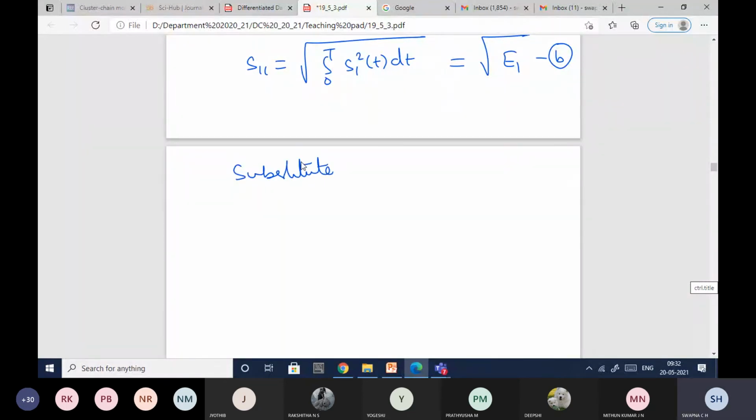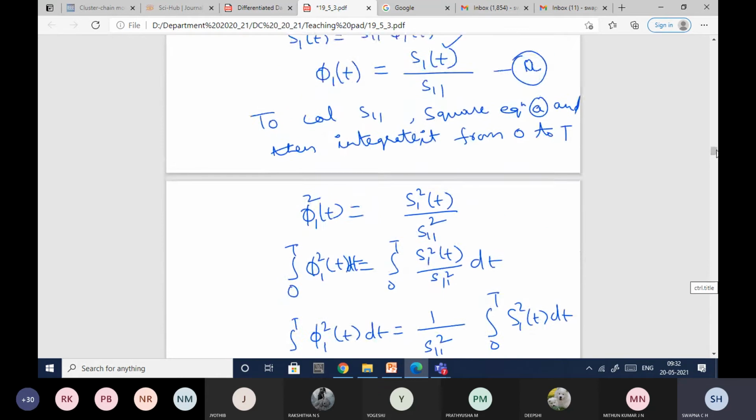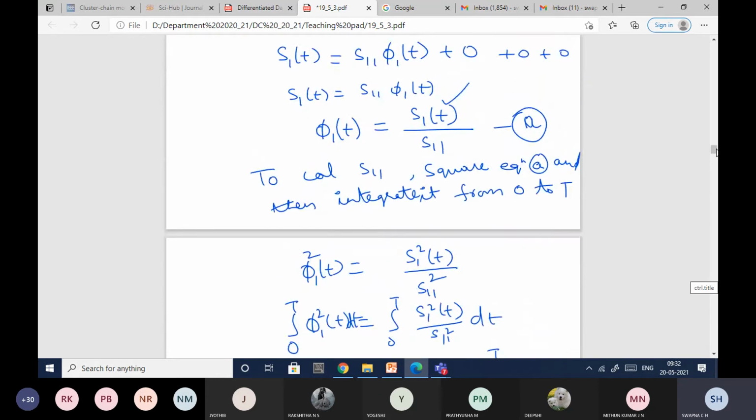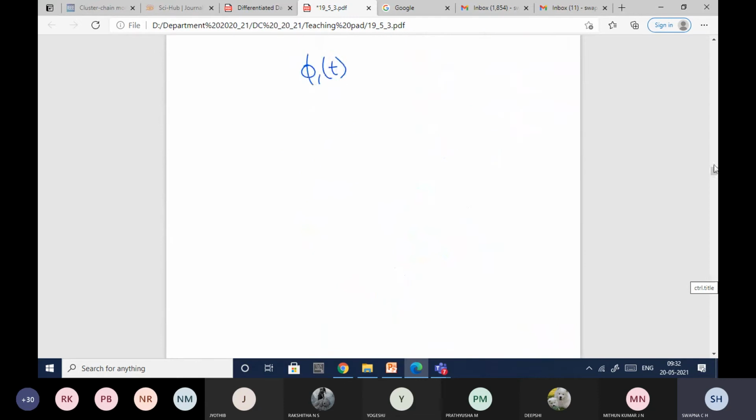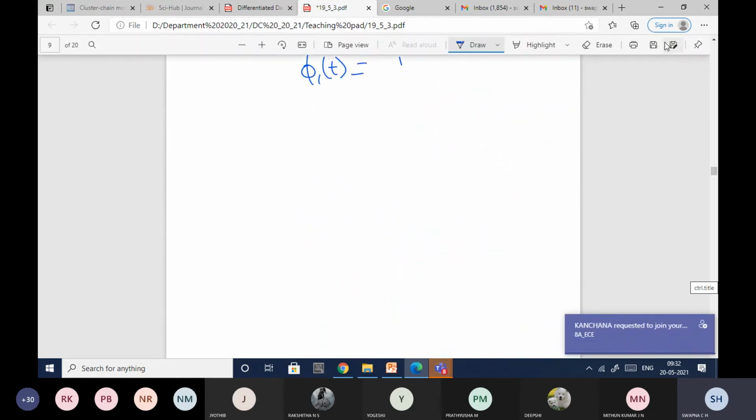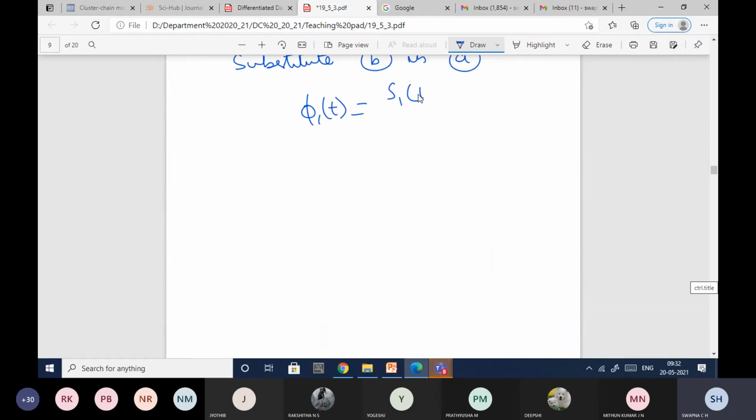Substitute B in A. So the phi 1 of t, equation A, is nothing but phi 1 of t is equal to s1 of t divided by s11. Okay, so phi 1 of t is equal to s1 of t divided by s11. But what is s11?